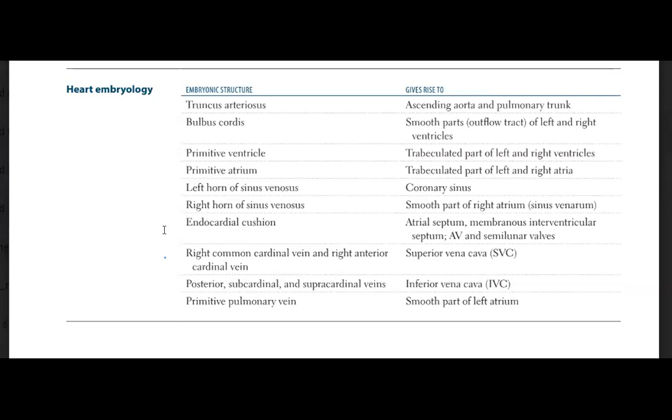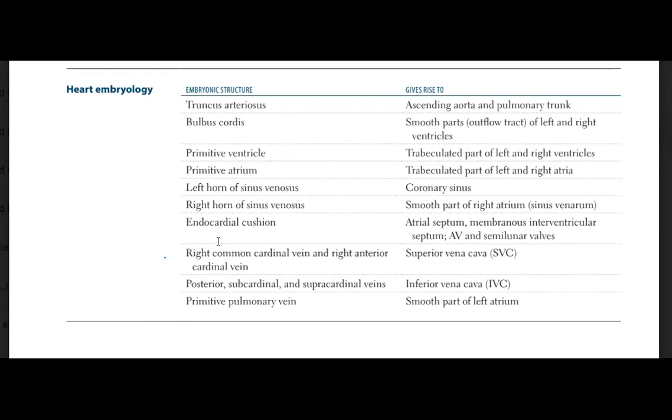Now we have another structure which is called the endocardial cushion, which gives rise to the atrial septum and also the membranous interventricular septum and the AV and semilunar valves. So please don't freak out. I will explain everything. I'm just reading it to give you an idea for when we study the pictures.